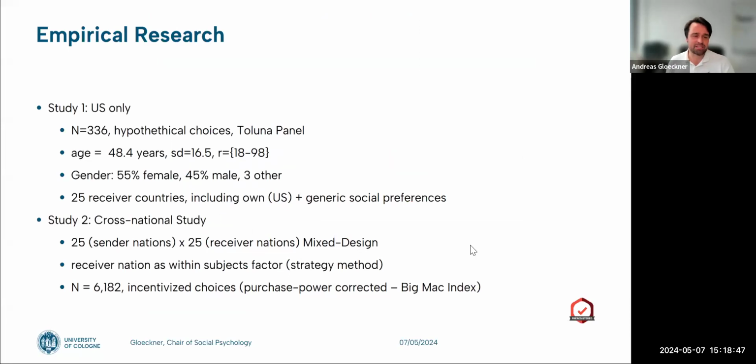So this is how the study looked. There are several studies. The first study was hypothetical in the US only. I won't talk about this today. The results are basically very similar. I will talk about the second study, the cross-national study.